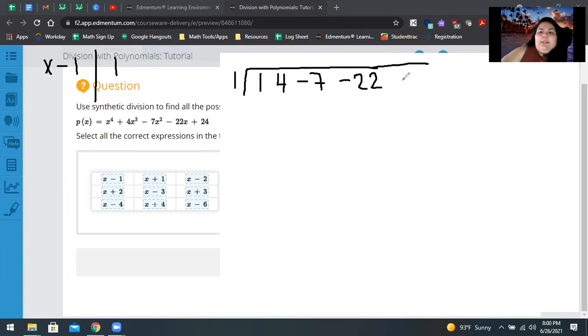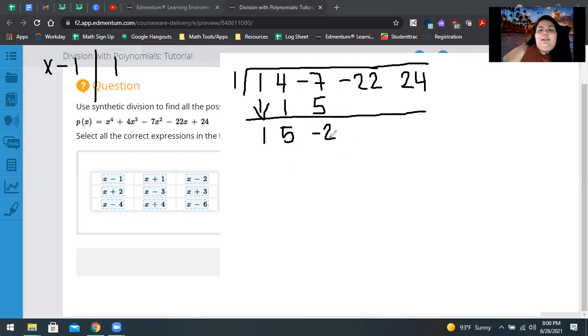Then it's just 24. So I'm going to draw my line, and I'm going to bring down my first term right there, 1. So 1 times 1 is 1. 4 plus 1 is 5. 5 times 1 is 5. Negative 7 plus 5 is negative 2. Negative 2 times 1 is negative 2. Negative 22 plus negative 2 is negative 24. Negative 24 times 1 is negative 24. And right there we get 0.